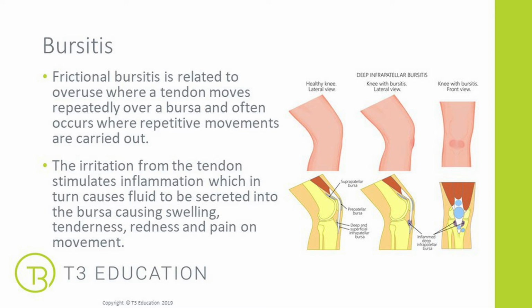Frictional bursitis is one I think you would see most commonly within your clinic, and this is caused from an overuse, where the tendon moves repeatedly over a bursa, so often caused by repetitive movements or repetitive motions. The irritation from the tendon stimulates an inflammatory response, which then causes fluid to be secreted into the bursa, creating the swelling. The signs and symptoms that you may see with the bursitis are swelling, tenderness, redness around that bursa area, and also pain on movement. So when that muscle is contracted, it can affect the bursa, which creates a pain response.